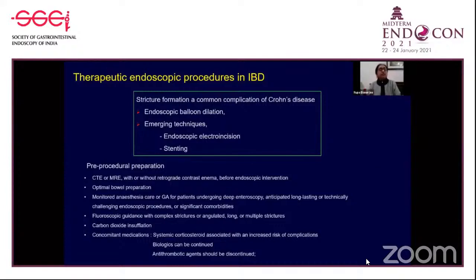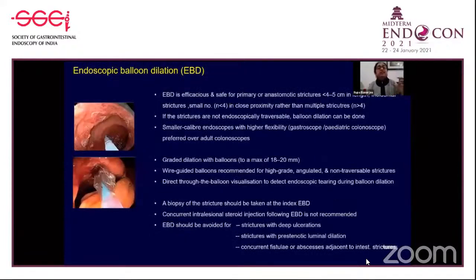With this pre-procedural preparation, endoscopic balloon dilatation is efficacious. It's efficacious for primary or anastomotic strictures, for a small number of strictures in close proximity. If the strictures in general are not endoscopically traversable, balloon dilatation can be done.